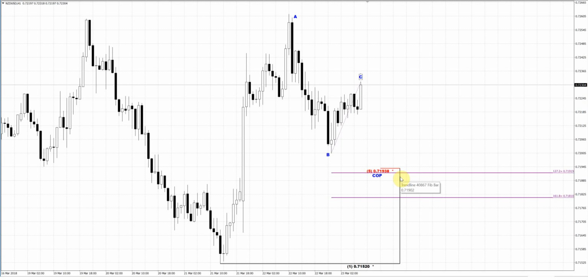So as you can see, the scenario on the New Zealand dollar also looks very nice, and so I think it's worth our attention. So let's keep watching it as well.